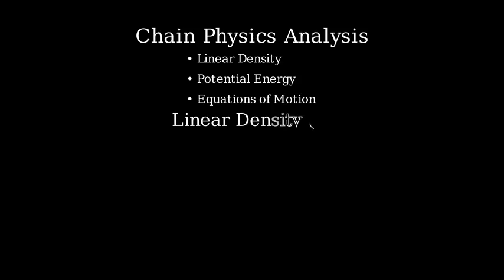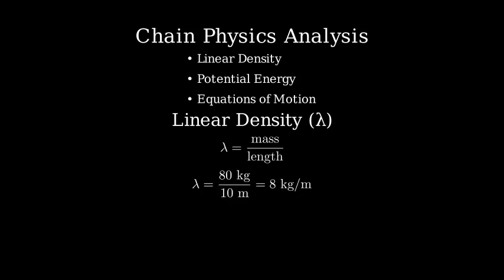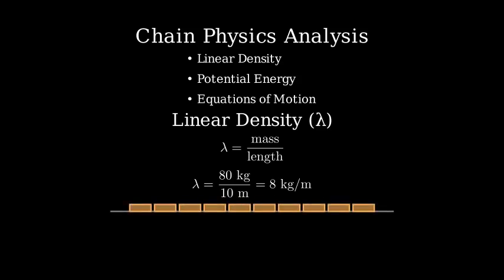First, let's understand linear density. Linear density is the mass per unit length of the chain. In this case, we have 80 kilograms distributed over 10 meters, giving us a linear density of 8 kilograms per meter. Let's visualize our chain lying on the ground.